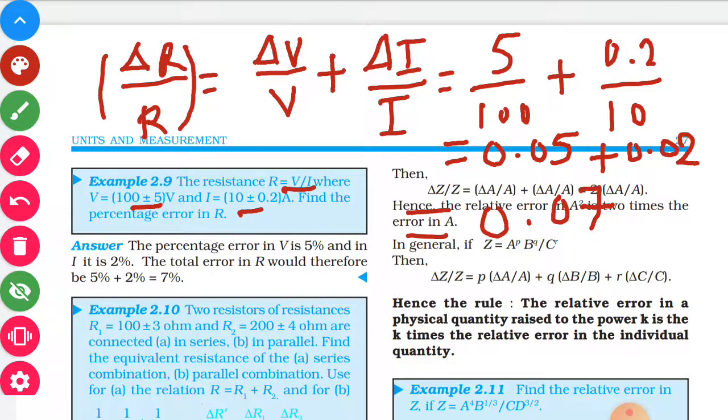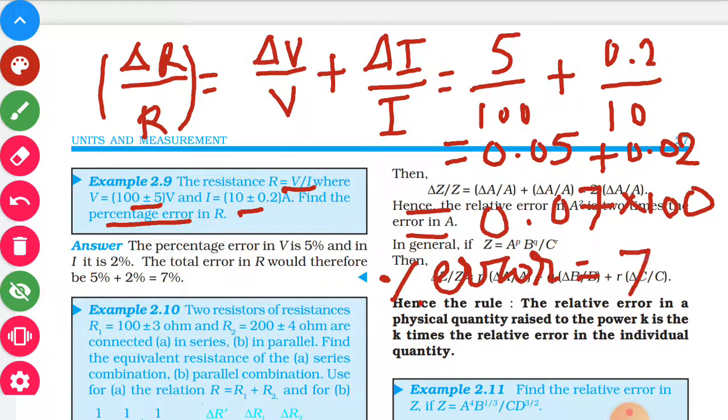Now you want to find the percentage error. So you just have to multiply this relative error by 100. Okay, so the percentage error will be 7% in resistance.